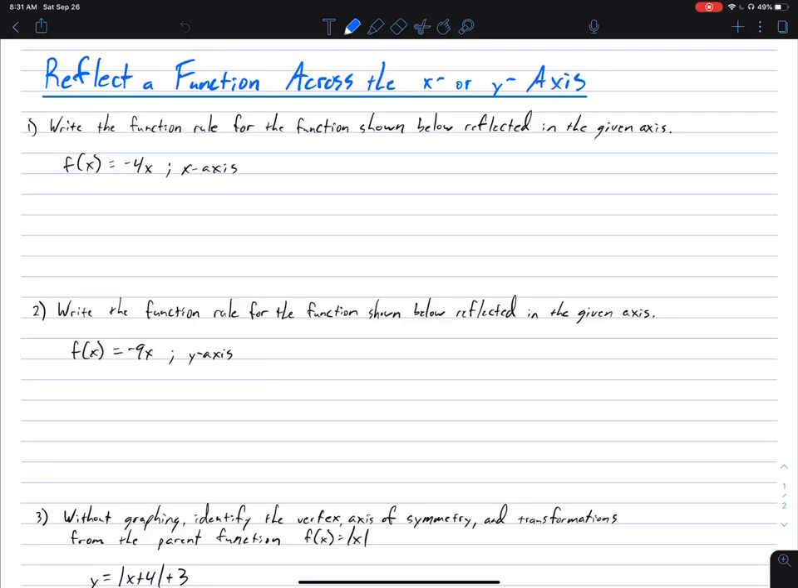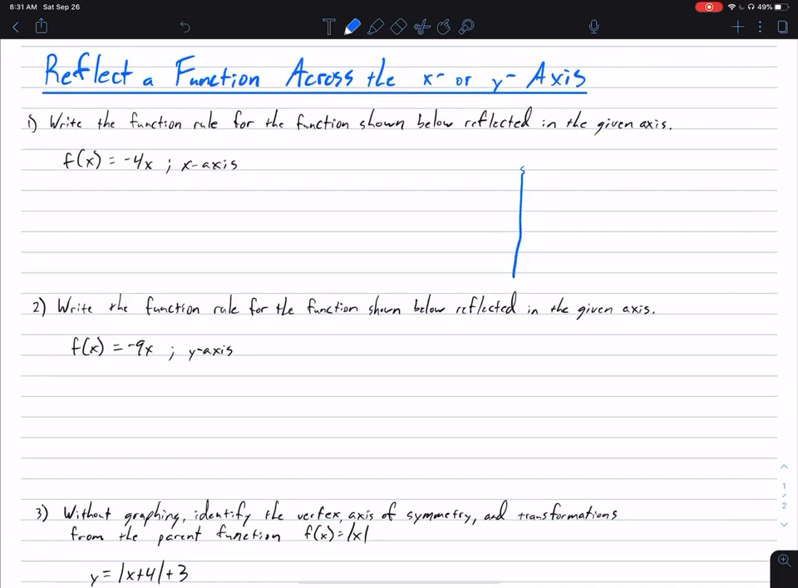Here we're going to look at reflecting a function across the x or the y-axis, depending on what they're requesting of us. So in number one, write the function rule for the function shown below reflected in the given axis. So they're asking us to take f of x equals negative 4x and rewrite it to show that there's a reflection along the x-axis. Now, if you had a graph here, and let's just make a point here.